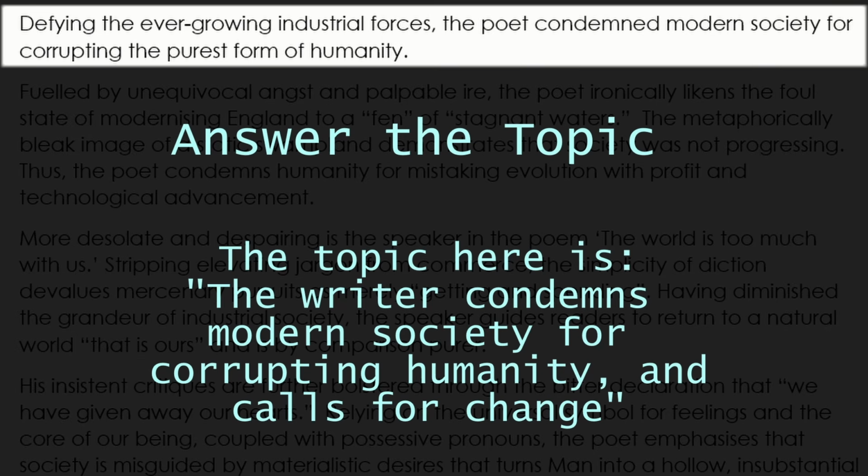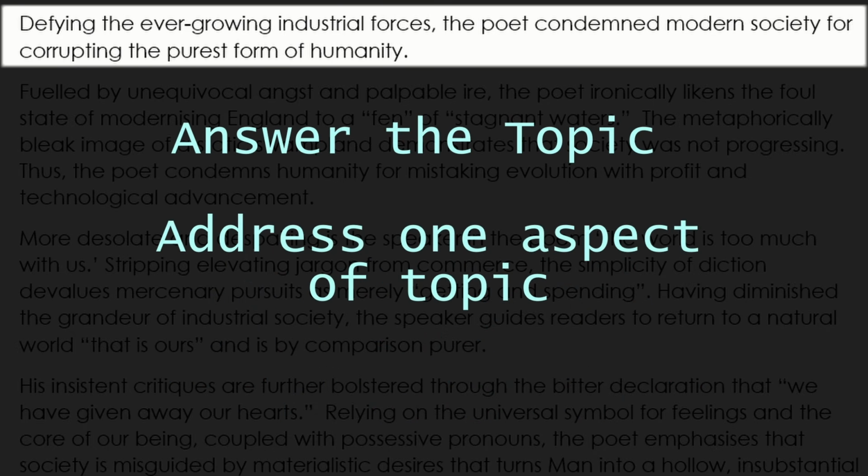And as you can see, this is my topic, and this is why in my topic sentence I say, the poet condemned modern society for corrupting the purest form of humanity. And this is a direct reference to the first part of the topic, although it might be worded slightly differently. Now, for topic sentences, you want to make sure they address one aspect of your topic, since you still want to have other things to talk about in your other body paragraphs.